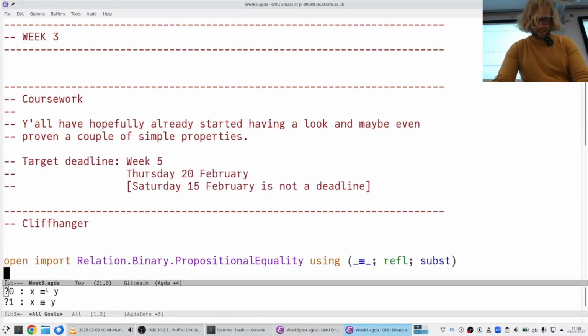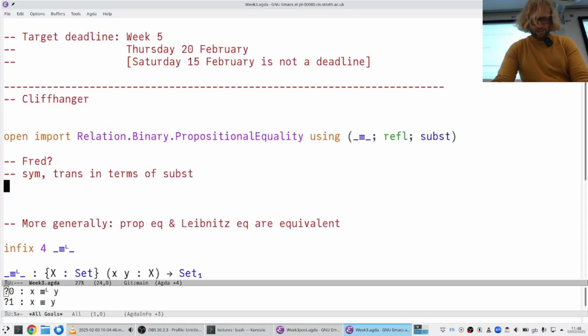Okay. So I understand you did equality last time. And was this a cliffhanger because you ran out of time or because it's hard? No, the part above that, so implementing symmetry and transitivity in terms of subst. Okay. It's a cliffhanger because I think it's a good thing to think about throughout the weekend. Right? Yeah. And that's what cliffhangers are.